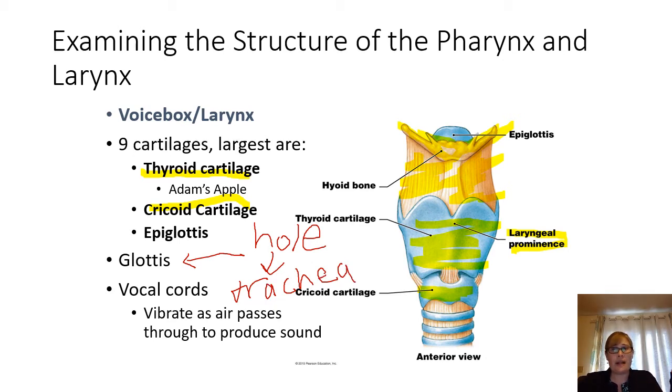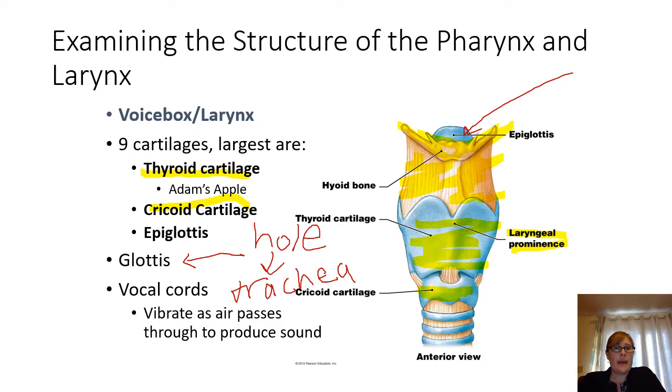Okay, and so your epiglottis is right here, and this is a flap of elastic cartilage, and it will close the glottis, epiglottis meaning above the glottis. It will close the glottis when food enters that area, because we do not want food going down the glottis. So this is going to cover the glottis and reroute the food to the esophagus, which sits behind it.